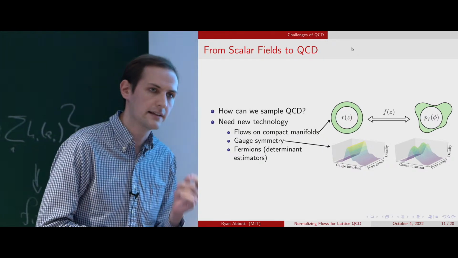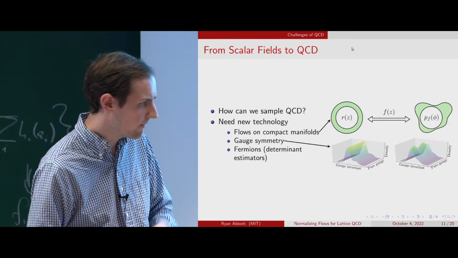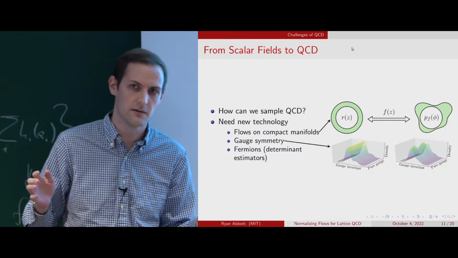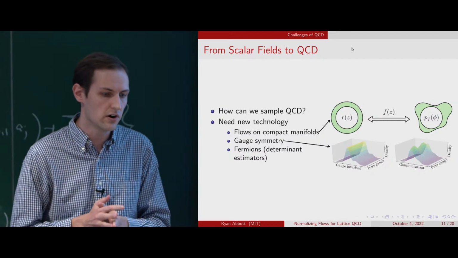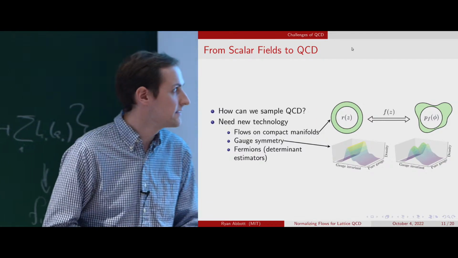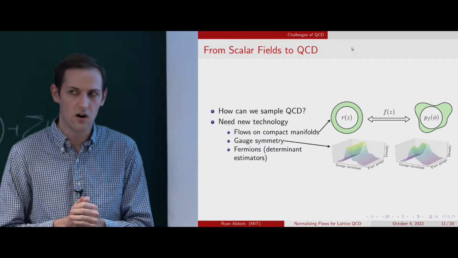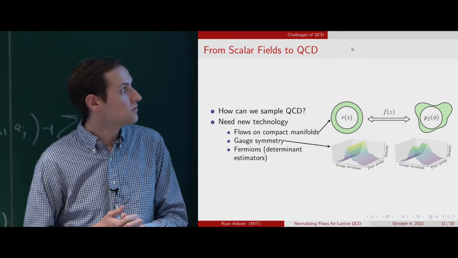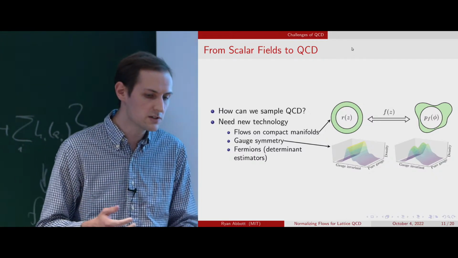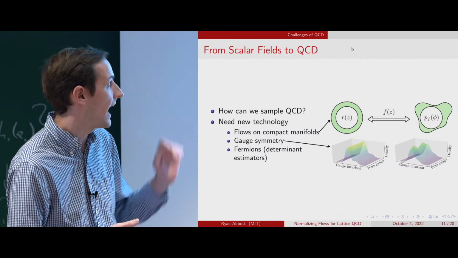The first is that the variables in QCD are not real valued variables. They're not the typical things that you usually see in machine learning. They live on compact manifolds, something like a circle, right? And so normal technology for normalizing flows usually doesn't work, usually is designed for real numbers, but not for circles. So that technology had to be developed.